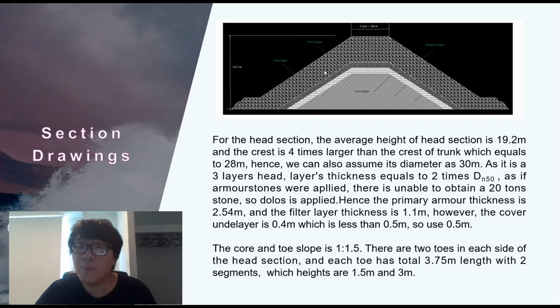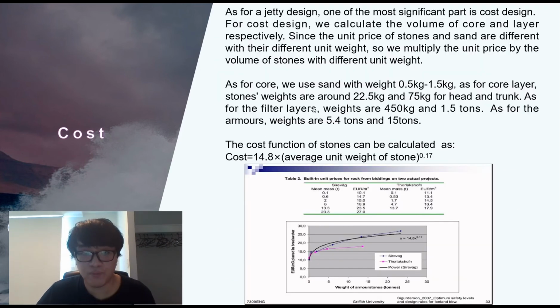However, the primary armor layer is different from the trunk section. Since we are unable to obtain a 20-ton stone, we use dolos instead of armor stones. As for the core layer, we calculate it as 0.4 meters. However, it is at least 0.5 meters to use. As for the core and toe slope, it's similar to the trunk section.